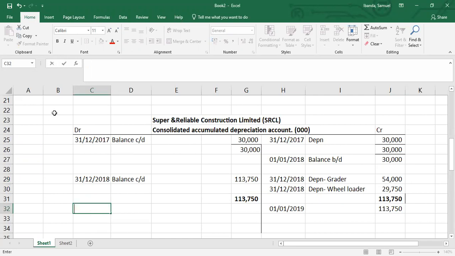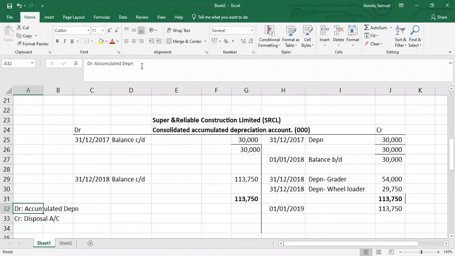Remember when we are writing off the accumulated depreciation, we shall debit accumulated depreciation and credit the disposal account. The reason why we debit the accumulated depreciation is because accumulated depreciation has a credit balance. And so when you debit it, it means that you're reducing it, okay? So that is what we basically do.